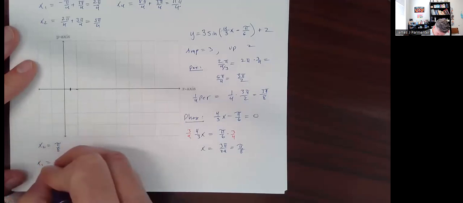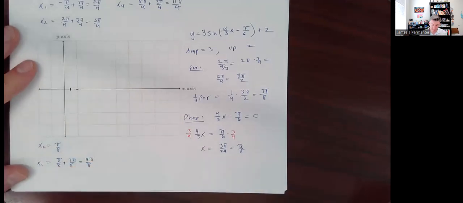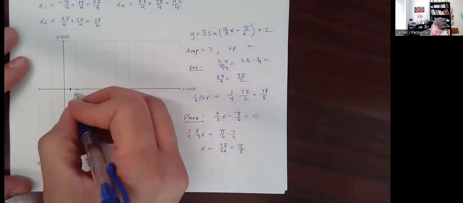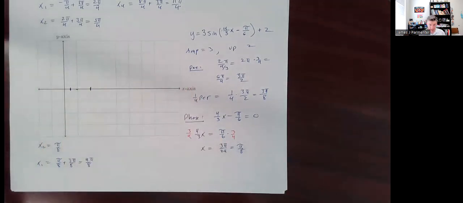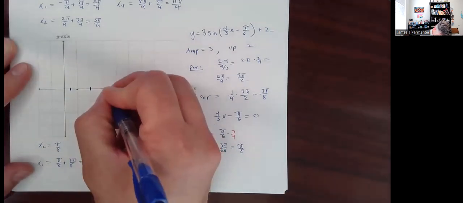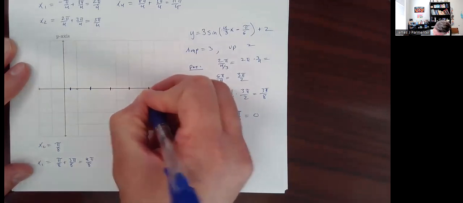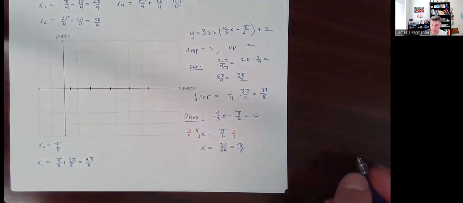My x sub 1 is going to be pi over 8 plus 3 pi over 8, which is 4 pi over 8, which is pi over 2. So I'm essentially going to go three of these half lengths. So 1, 2, 3. So I'm going to be right there. So essentially, each quarter period is 1.5 marks. So I know the next one should be here, and then here, and then here.